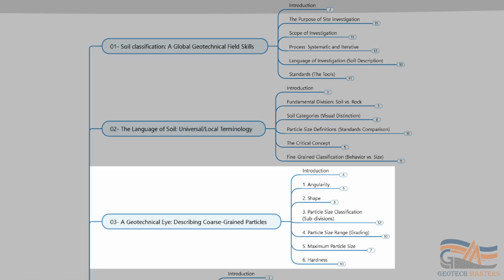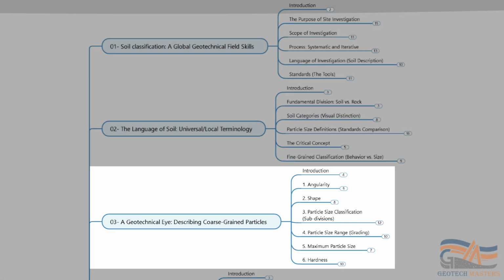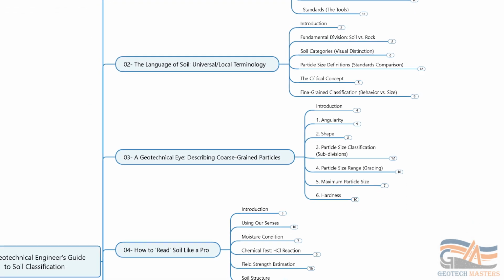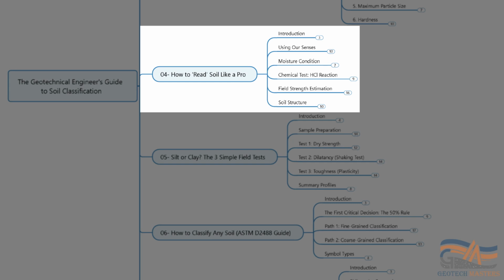Then in episode 3, we train your geotechnical eye. We zoom in to describe coarse-grained particles, looking at angularity, shape, and hardness. In episode 4, we zoom back out to read the soil. We'll learn how to assess the soil mass through color, odor, and moisture conditions.